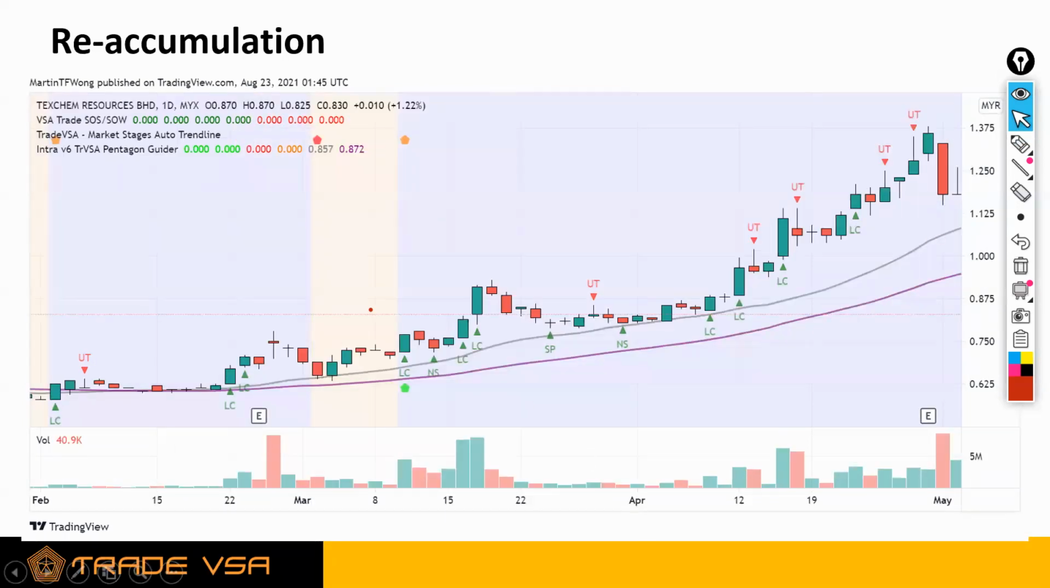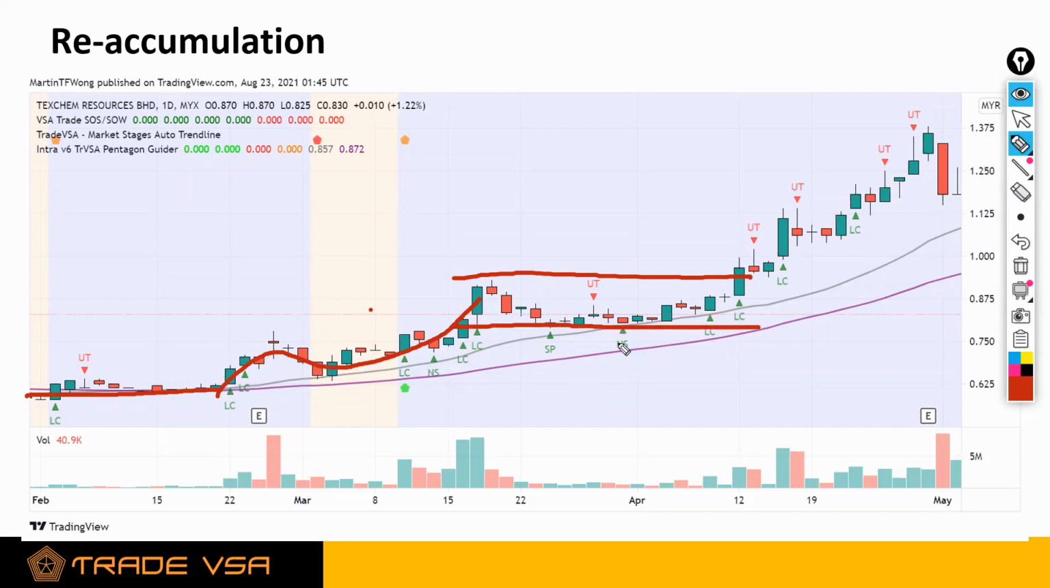Now this is reaccumulation, and I presented this trade previously. From accumulation it goes up, and they are forming something like reaccumulation here. I remember I took the trade after this NS, if I'm not mistaken. I can't recall which NS I really took, but this is a nice reaccumulation. We got NS, SP. We're going to explain that later on.